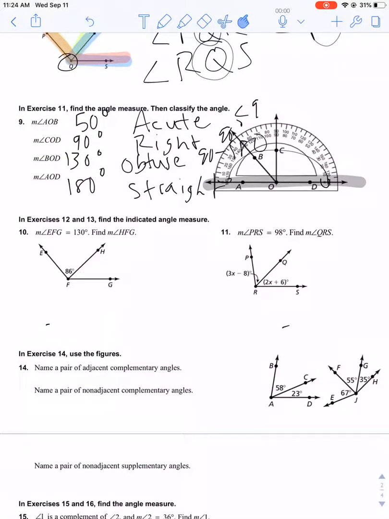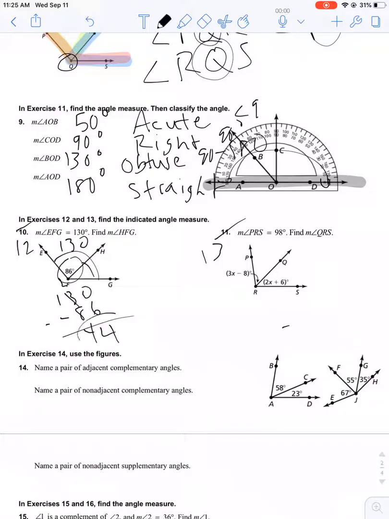All right, 12 and 13, or apparently 10 and 11. I guess this should be 12 and 13. Apparently I can't count, sorry. So we know the whole thing is 130. If this part is 86, to find this part we subtract, so 130 minus 86 is 4. I can't borrow, so 44 degrees.